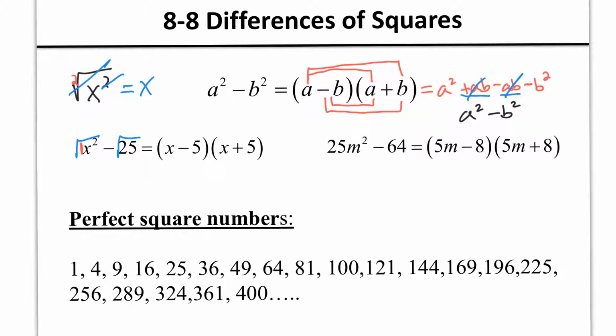So you don't have to use the method I showed you in the previous videos where you multiply a times c, because these are different. These are special. This is one of the special cases where you have a difference of squares. There's another special case I'm going to show you in my next video. But this is one, and make sure you know how to identify those perfect square numbers.